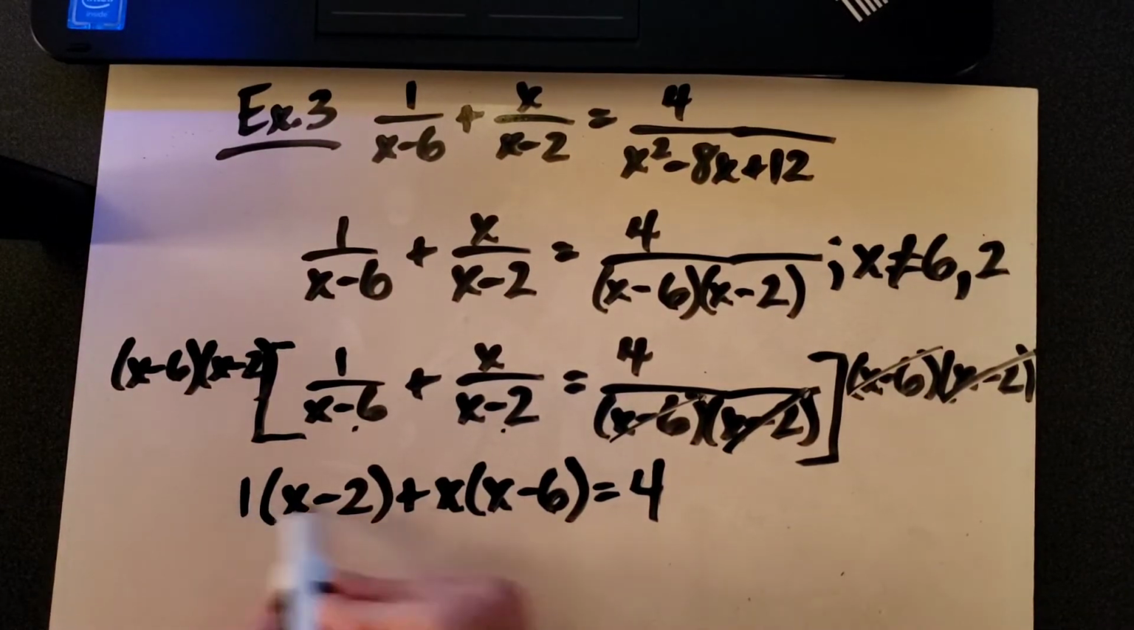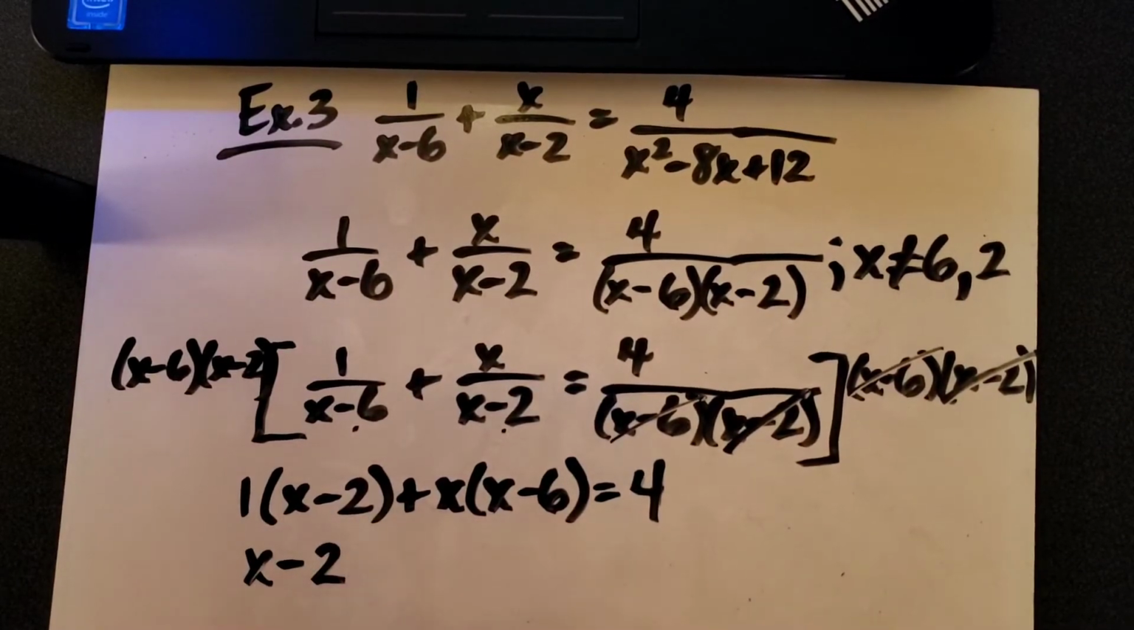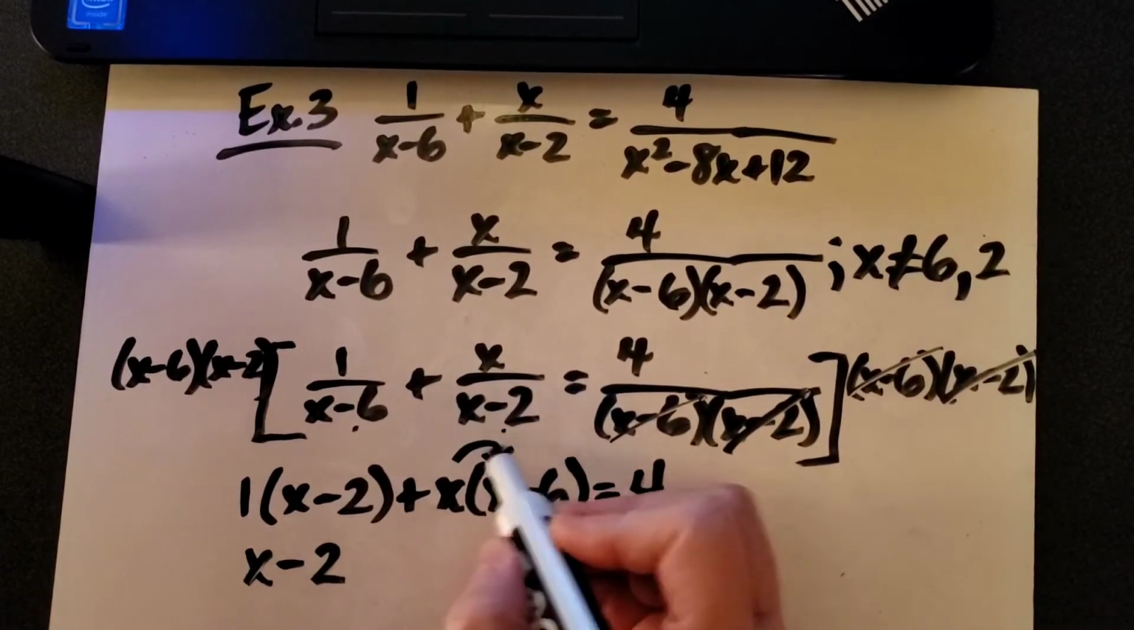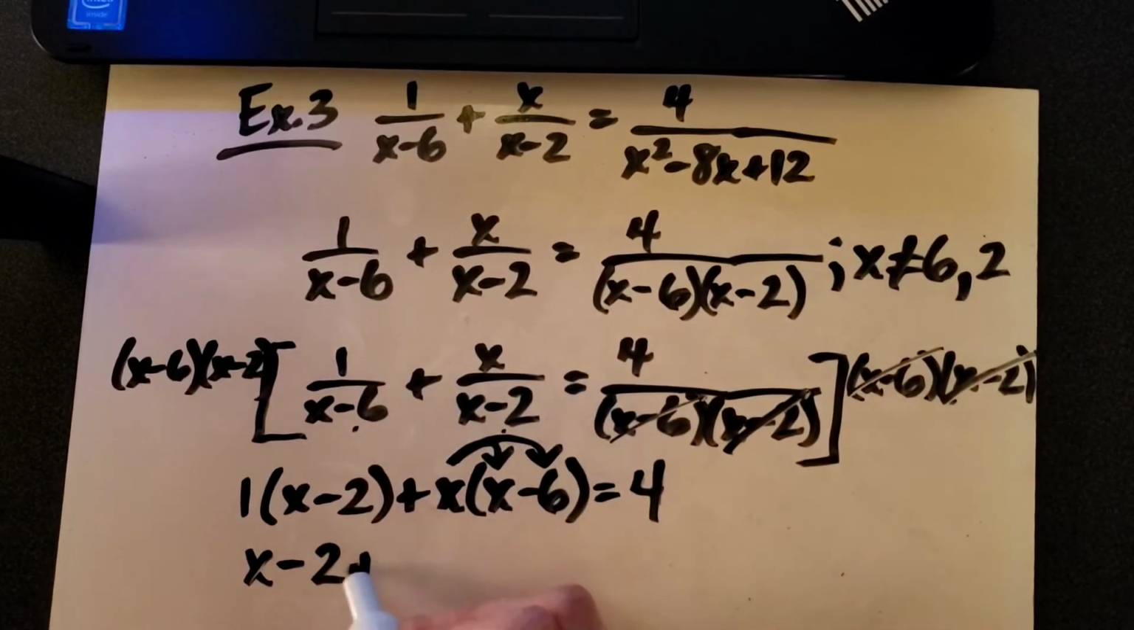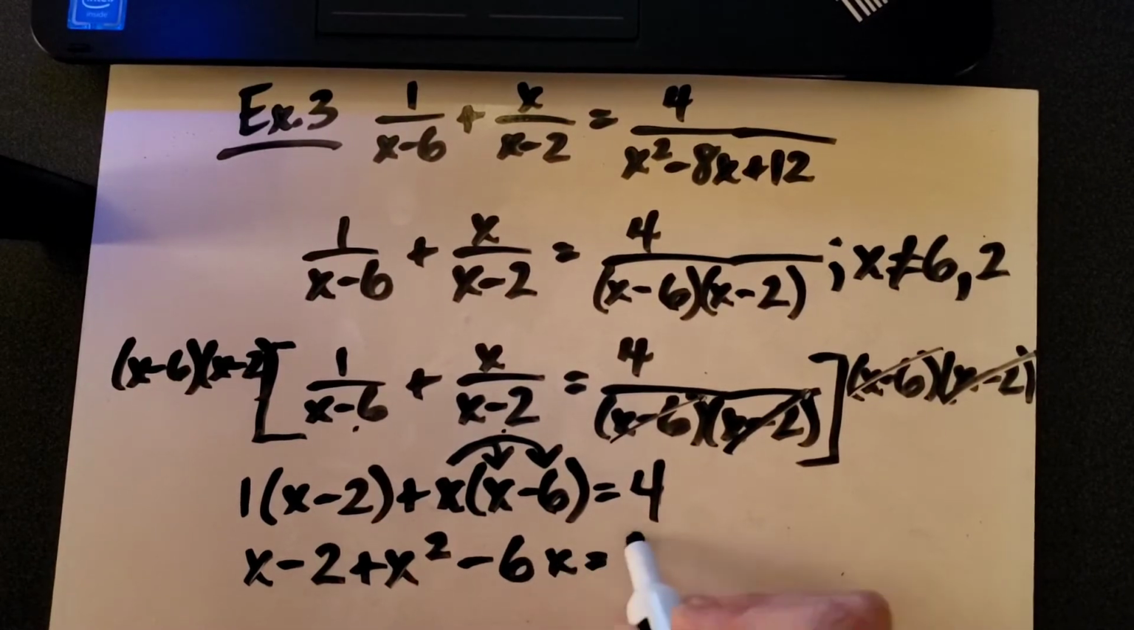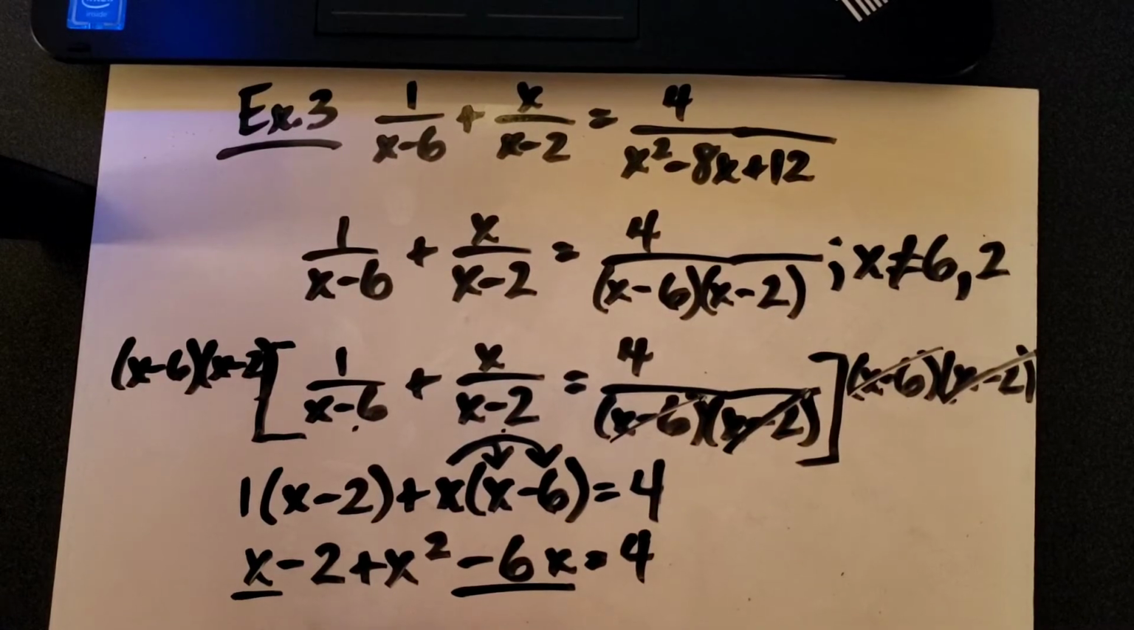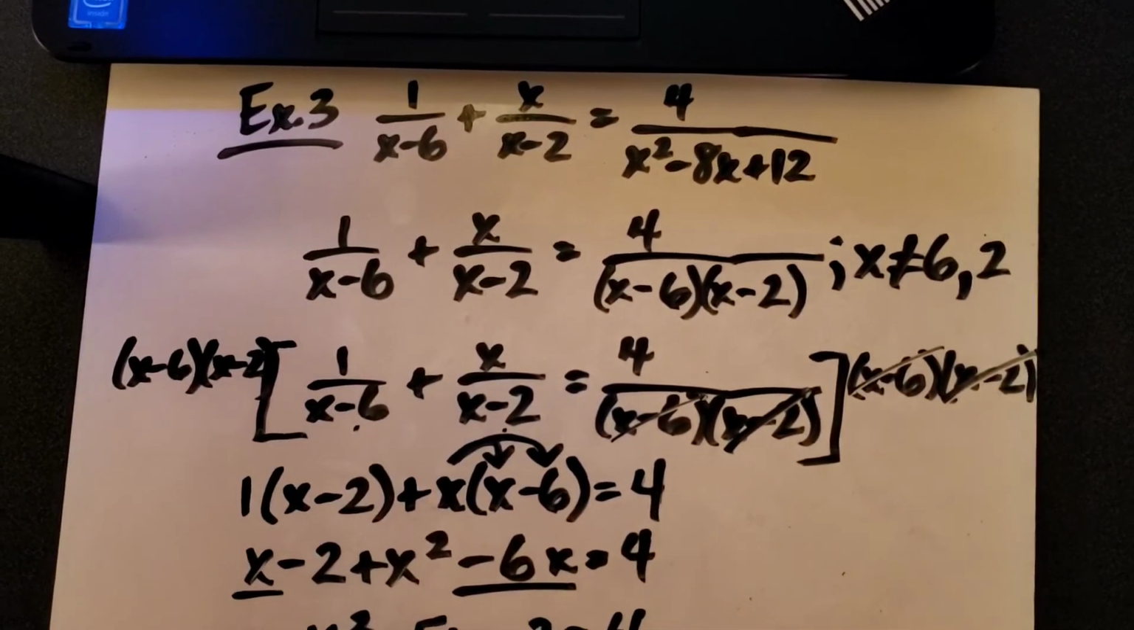Okay, now I'm going to go ahead and distribute. Well, obviously, 1 times anything is just that thing, so that leaves me with an x minus 2 right here. Now I need to distribute that x. So I've got x times x, which is x squared, x times a negative 6, which is a negative 6x. I'm going to go ahead and combine like terms on the same side of the equation, and start to put it into standard form since I've got a quadratic here. So I've got an x squared, combine a positive x with a negative 6x, that gives me a negative 5x. Bring down that minus 2, that's equal to 4.